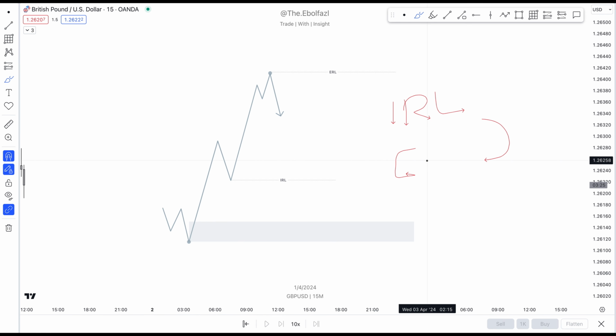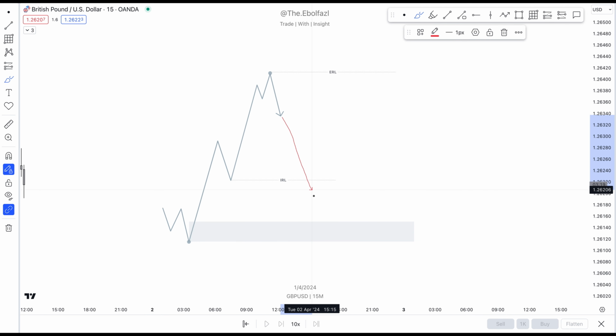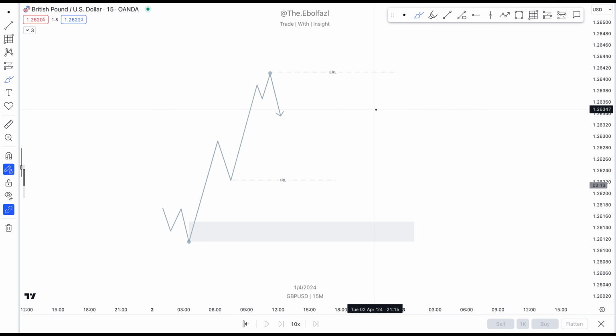So here we have the bullish range. We have the internal range liquidity here, right? So we expect price to take out the internal range liquidity. After internal takeout, we are going to expect external takeout. And same thing, after the external liquidity takeout, we are going to aim for the internal liquidity takeout.